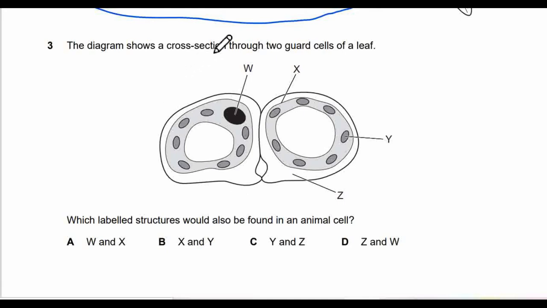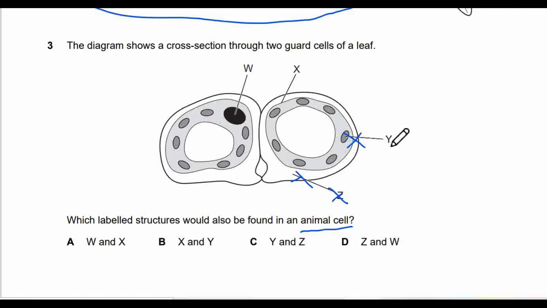Question number 3. The diagram shows a cross-section through 2 guard cells of a leaf. Which labeled structures would also be found in animal cells? The difference between plant cells and animal cells is that plant cells have chloroplasts, a large vacuole, and a cell wall. So we have to choose the ones that we also find in animals. This is a chloroplast, and animals don't have chloroplasts. And this is a cell wall, and animals don't have cell walls.